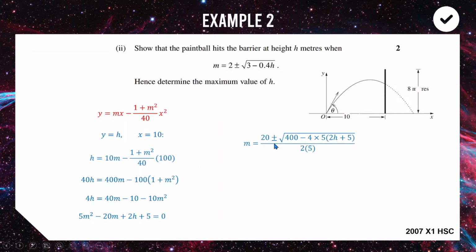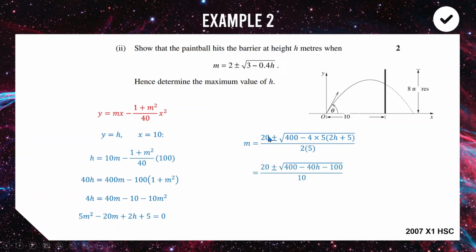So quadratic formula, we've got negative b at the front, inside plus minus square root of negative 20 squared, minus 4 times 5 times c. Now the c is everything left over without an m, so it's the 2h plus 5. That's your constant on the end. All over 2 times 5.